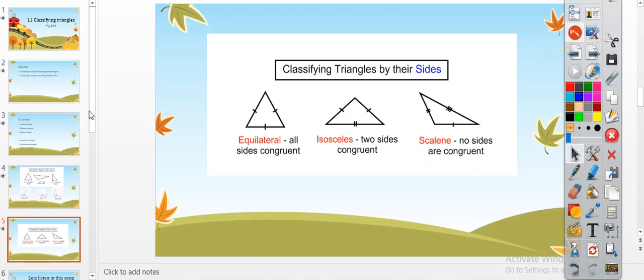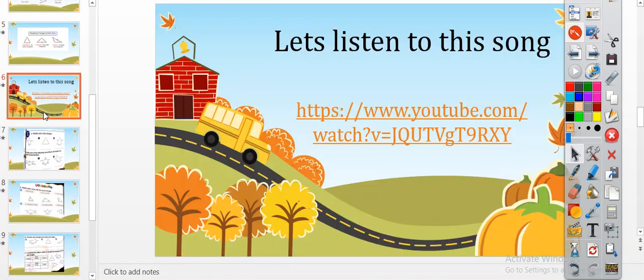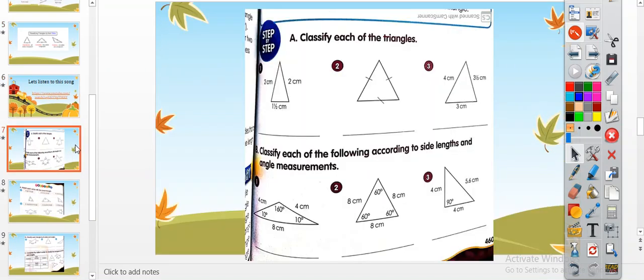Well, let's go down here to apply this in our lesson. Before that, I have to tell you to listen to this song, which will tell you more about the types of triangles. Just open the presentation on Coursera, then you're going to find it.